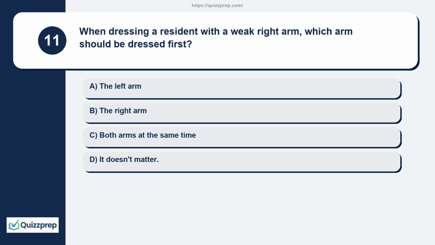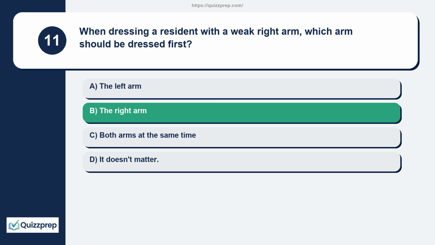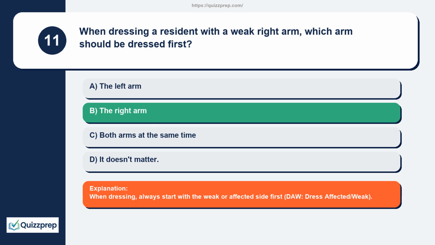Question 11. When dressing a resident with a weak right arm, which arm should be dressed first? The left arm, the right arm, both arms at the same time. It doesn't matter. When dressing, always start with the weak or affected side first. Dress affected, weak.